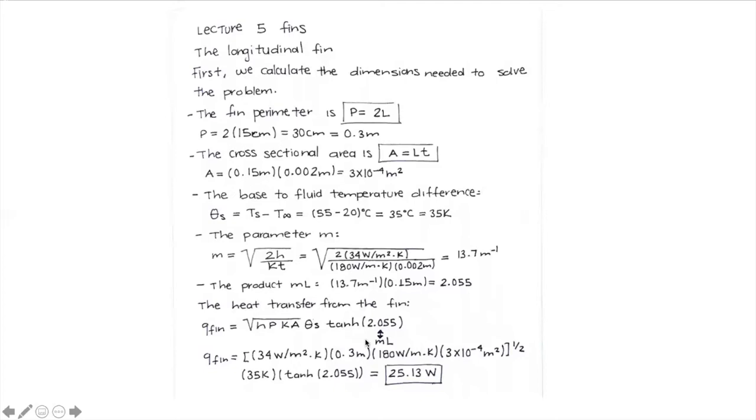Please put this equation in your calculator and check that you get more or less the same number I'm having here, okay? Because it is important that you check now that you can get the tangent hyperbolic properly. Because sometimes you use the inverse of the tangent or something different, and if you don't use tangent hyperbolic there, your heat transfer value is going to be different from mine.